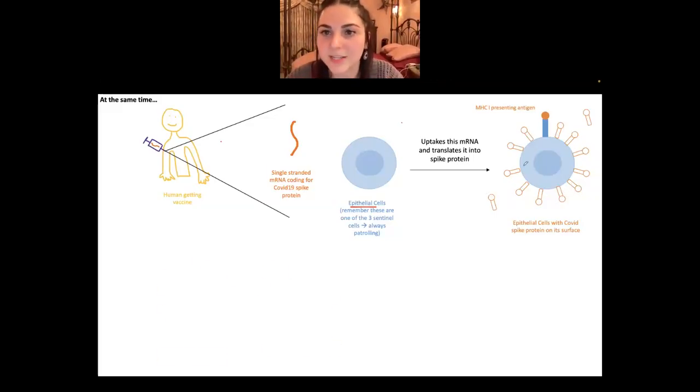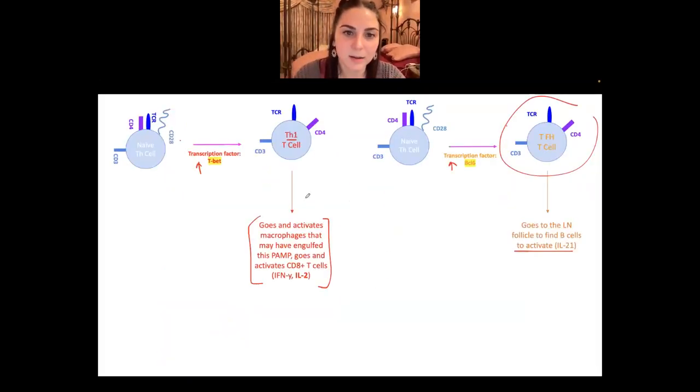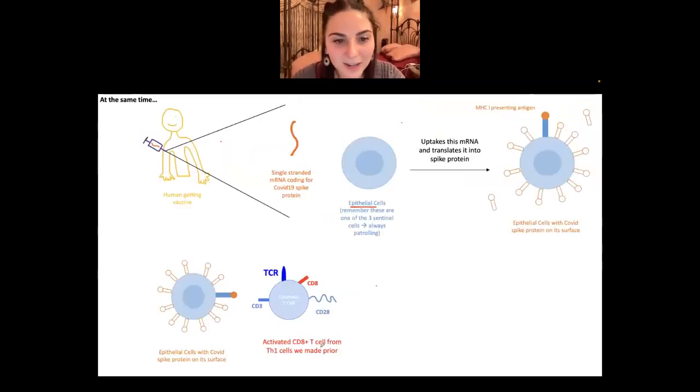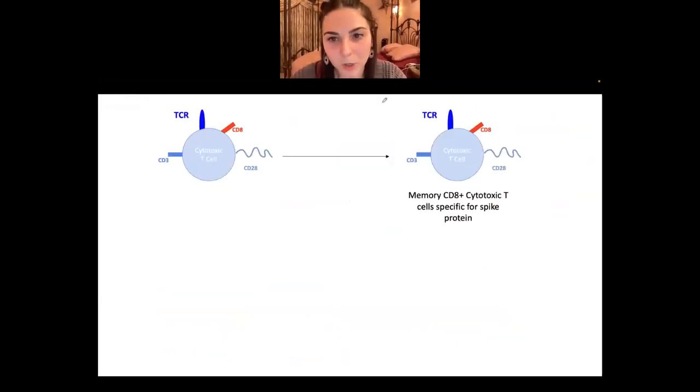So what both of these things do is it basically gets a CD8 positive T cell, which remember was activated with the Th1 cells we made back here. It's going to go and activate CD8 positive T cells. So we made that earlier. Now it's activated, it's patrolling, it sees this MHC class 1, and it's basically going to destroy it, right? And then from this process, what's cool is you also get memory. So you get memory CD8 positive T cells that are specific for the spike protein.